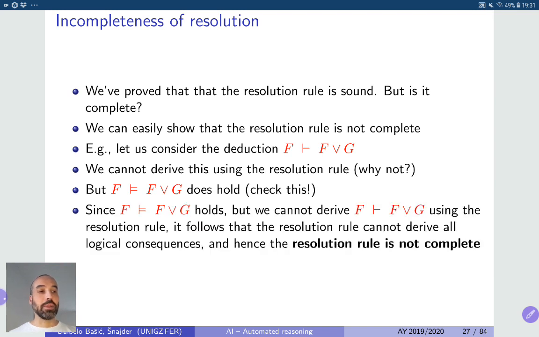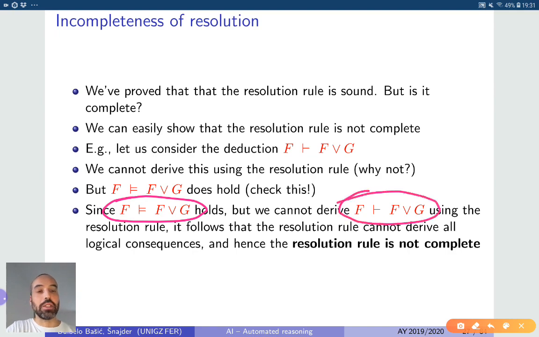So we are now in a position where f or g is the semantic consequence of f, but we cannot derive this using the resolution rule. And therefore it follows, as per the definition of completeness, that the resolution rule is not complete, since there are obviously logical consequences that it cannot derive.